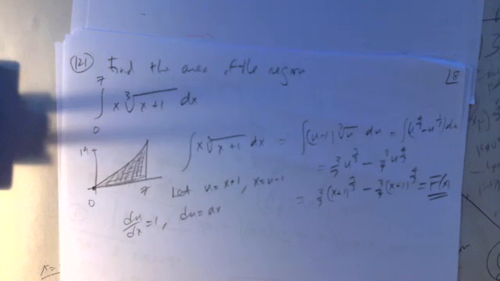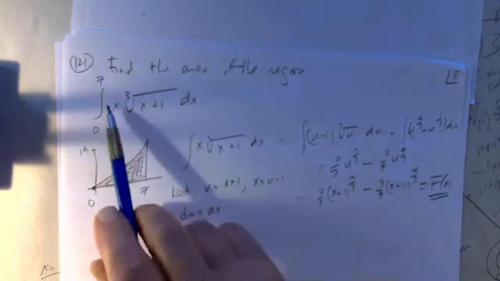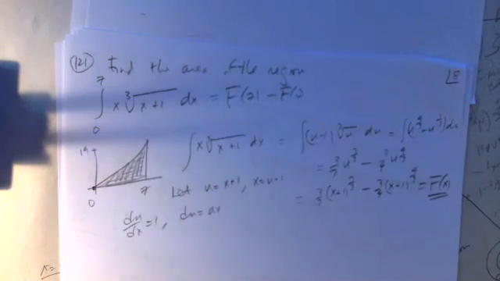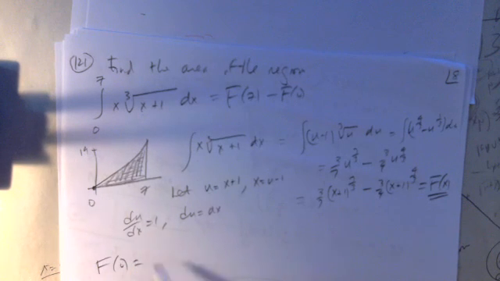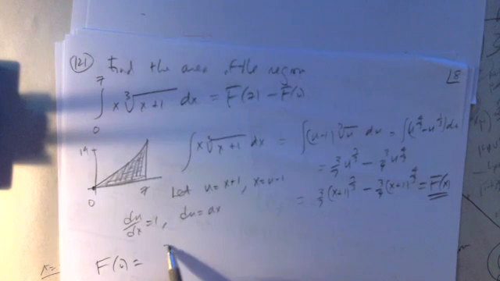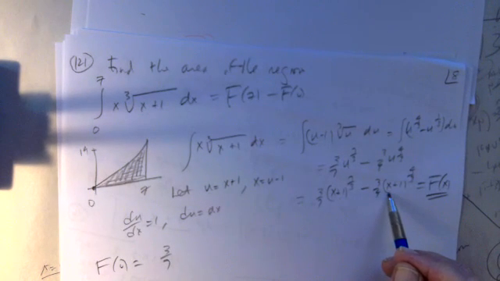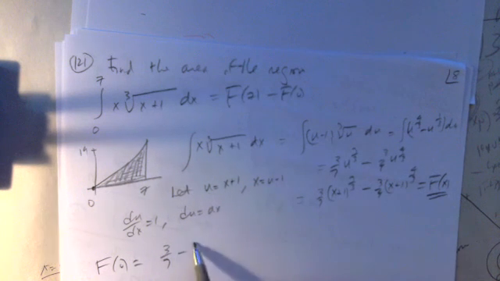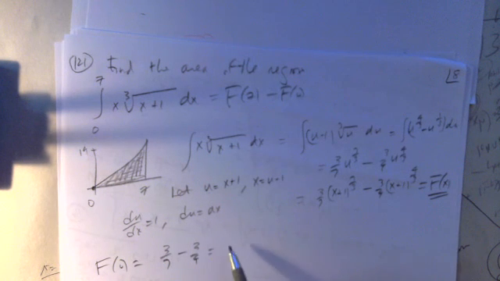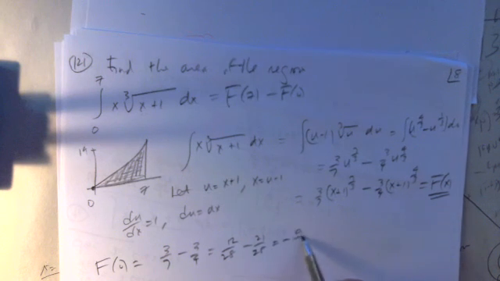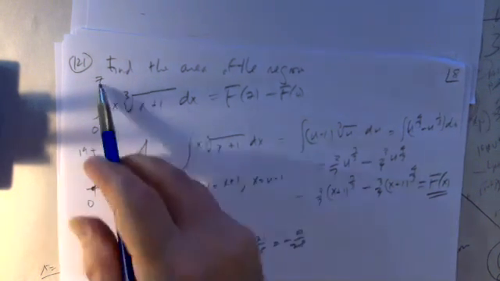So by the fundamental theorem of calculus, this is equal to capital F of 7 minus capital F of 0. What is F of 0? When you let x equal 0, you get 3/7 times 1 minus 3/4 times 1. This is some negative number. If you put this over a common denominator of 28, this is 12 over 28 minus 21 over 28, which is minus 9 over 28.